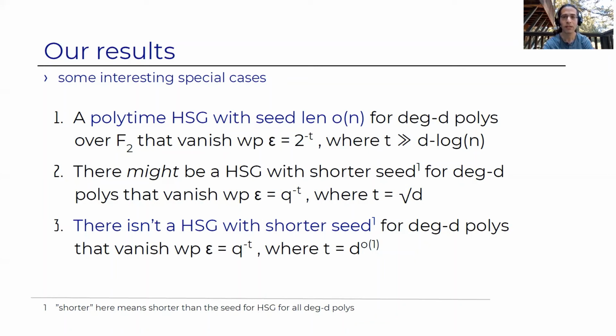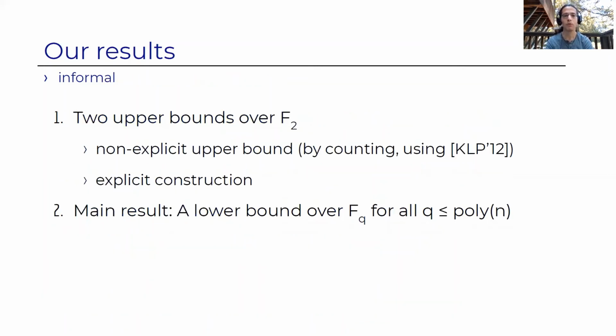And just saying this a bit more formally, we prove two upper bounds over F2. The first is non-explicit, which we obtain by counting, appealing to a result of Kaufman, Lovett, and Porat. And the other upper bound is an explicit construction of a hitting set generator that I mentioned in the previous slide. And our main result is a lower bound. This is the surprising lower bound that we just saw. It's a lower bound over Fq for all q that is at most polynomial.